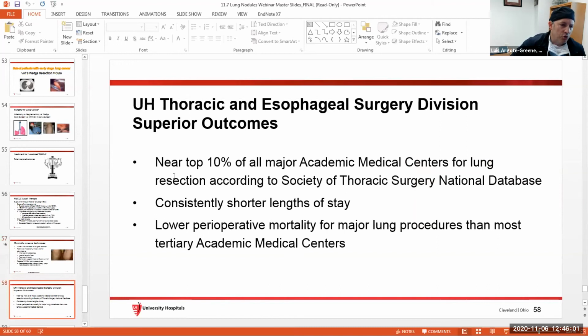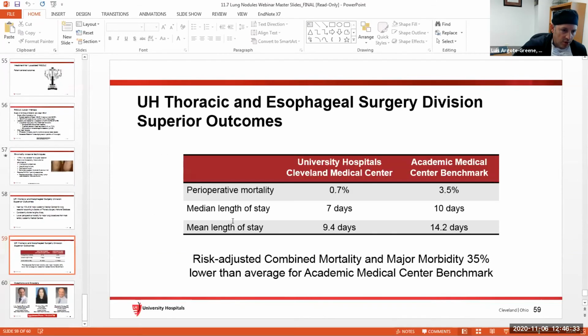So why at UH? Well, UH is near the top 10% of all major academic medical centers regarding lung resection, according to the Society of Thoracic Surgery National Database. And we have consistently had shorter lengths of stay, and we have a consistently lower perioperative mortality for major lung procedures compared to other major academic medical centers. So we have pretty good results.